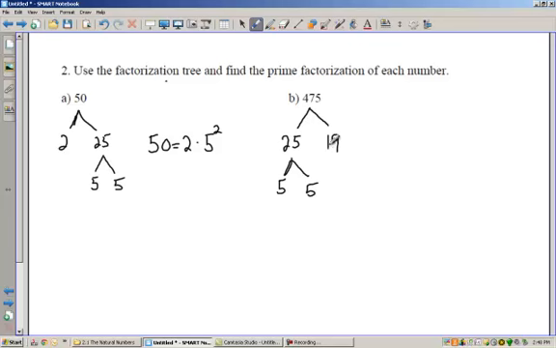You can look at this and say, does 2 go into it? No. 3, 4, 5, 6, 7, 8, 9, 10, then you're done. So no other numbers go into this, so it's a prime. And so 475 can be written as 5 times 5 times 19, so 5 squared times 19.